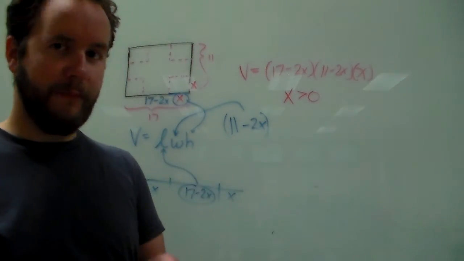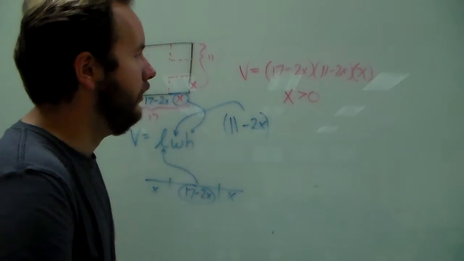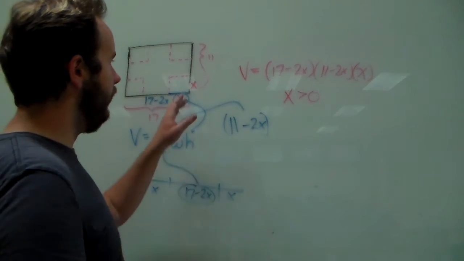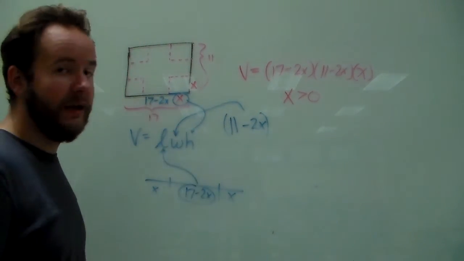So that makes sense. And many of you might have actually gotten that far and said, okay, now I'm done, right? Close. The only other problem is that, sure, x must be positive, but if x is too large, we end up cutting out too much.